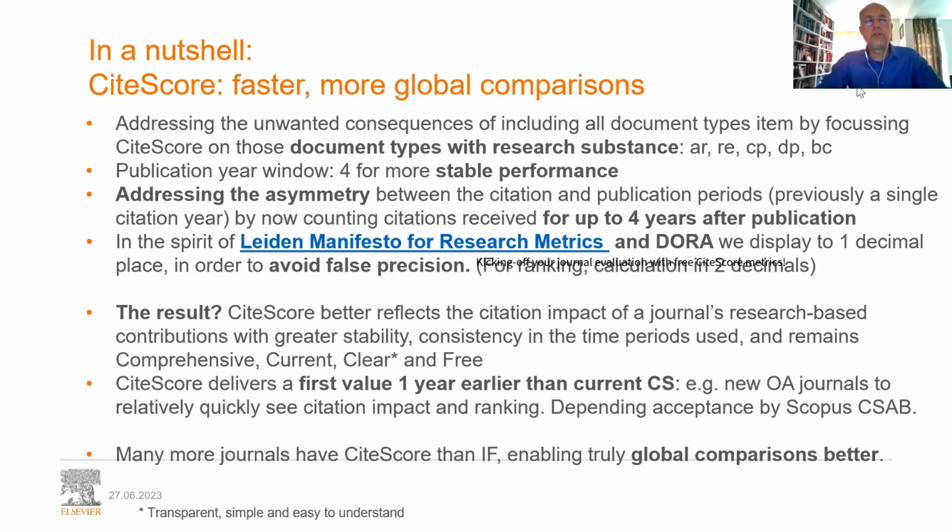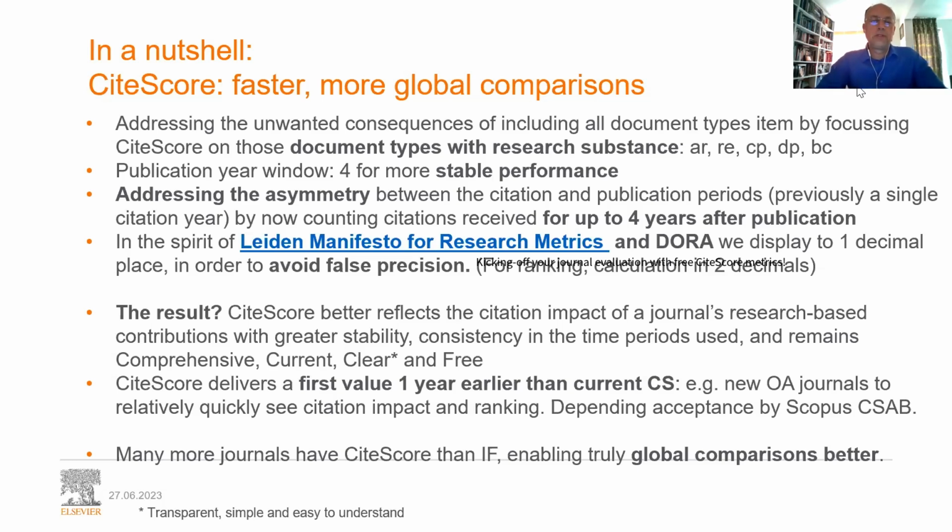So the result of this change in 2020, with the start of CiteScore 2019 and the historical recalculation of all CiteScores back to 2011, meant that we could better reflect the citation impact of a journal under its 3 main focuses, being comprehensive, current, and clear, but also clearly to make it available for everybody in the free zone of Scopus.